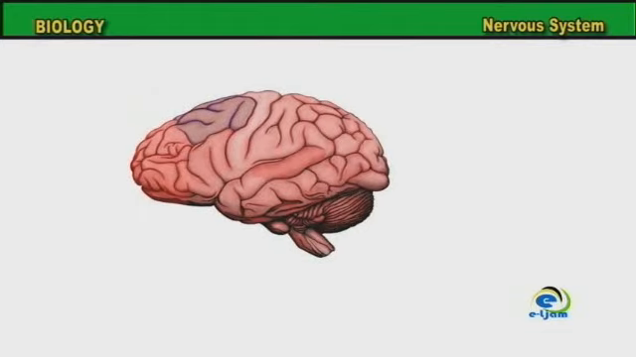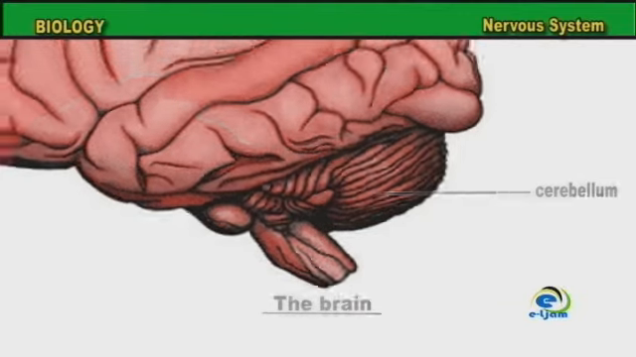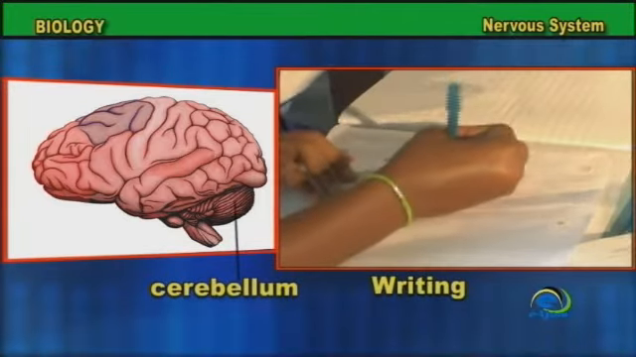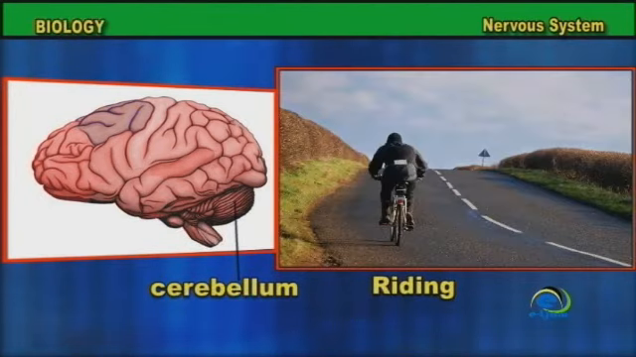The cerebellum is located below the cerebrum. The cerebellum deals with the coordination of body movements or motor skills and balance, like writing, dancing, and riding a bicycle.